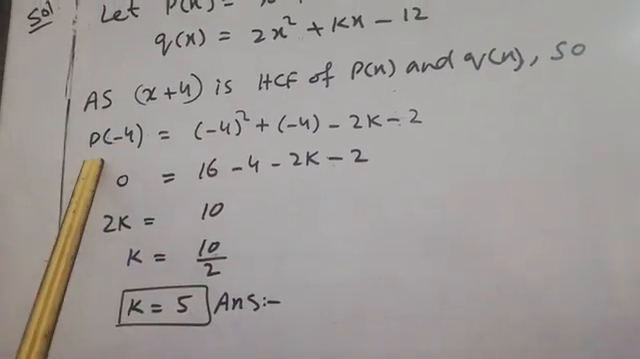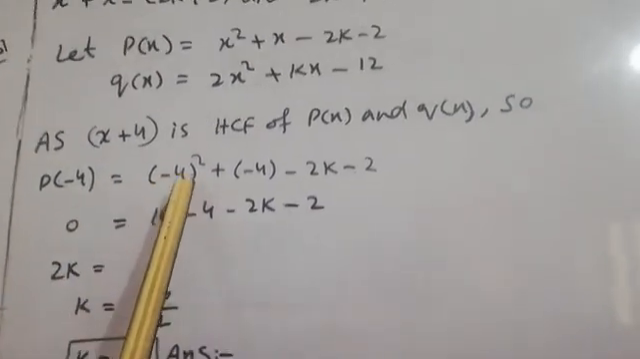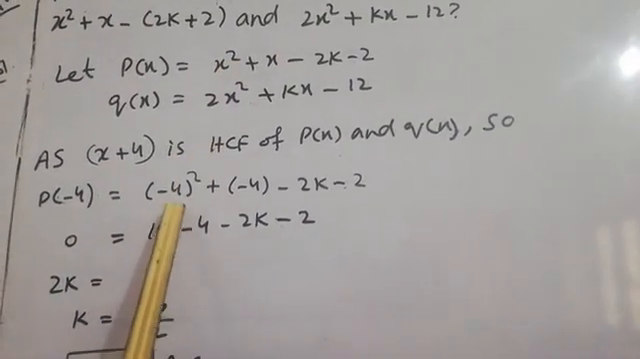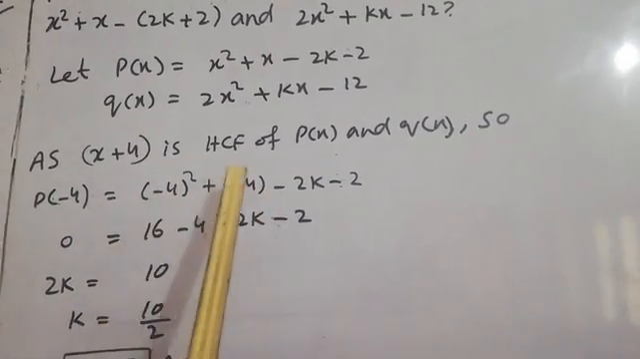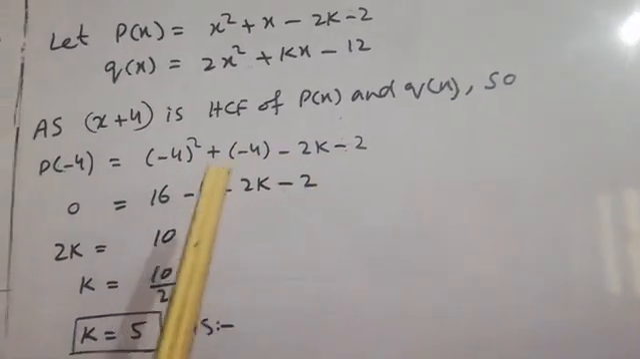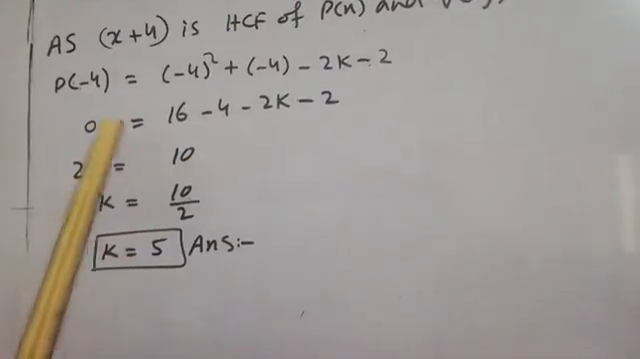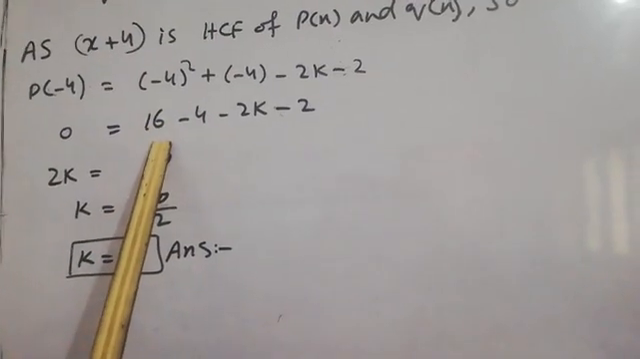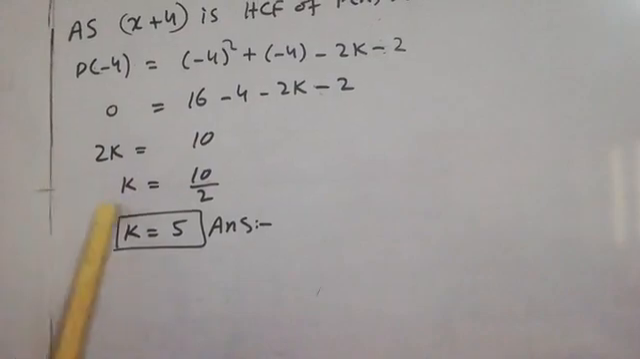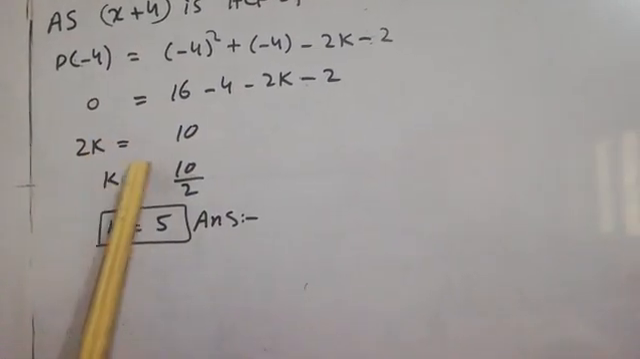So we will take p of minus 4, meaning put the value of x as minus 4: minus 4 square minus 4 minus 2k plus 2. Dear students, since this is the factor, we will take the remainder as 0. By the remainder theorem, the remainder is 0. Minus 4 square is 16, minus 4 minus 2k plus 2. From this we will find the value of k, which is equal to 5.